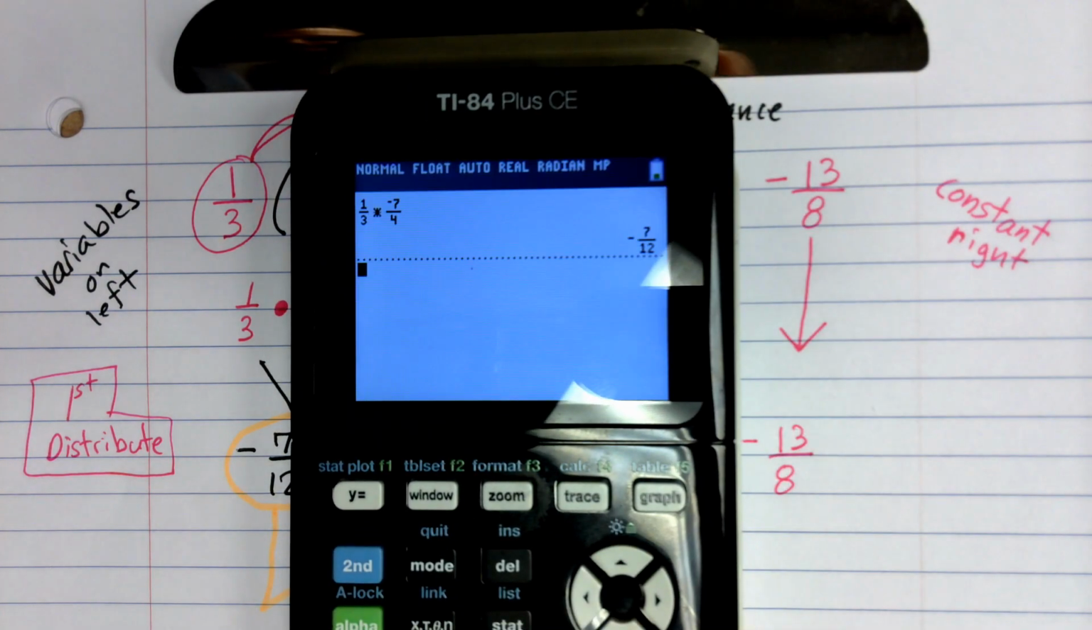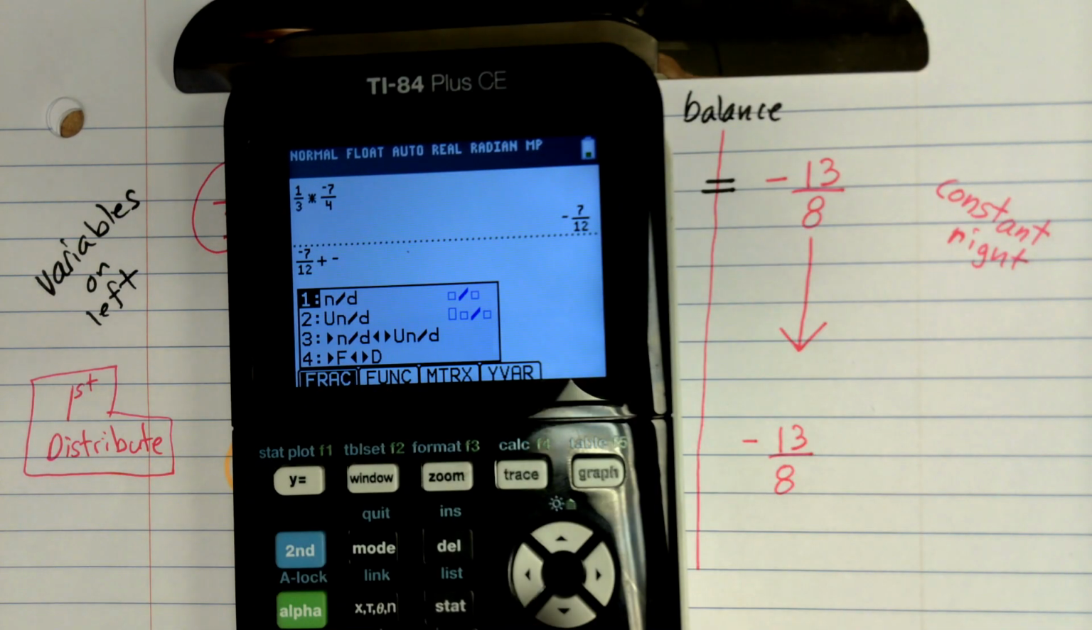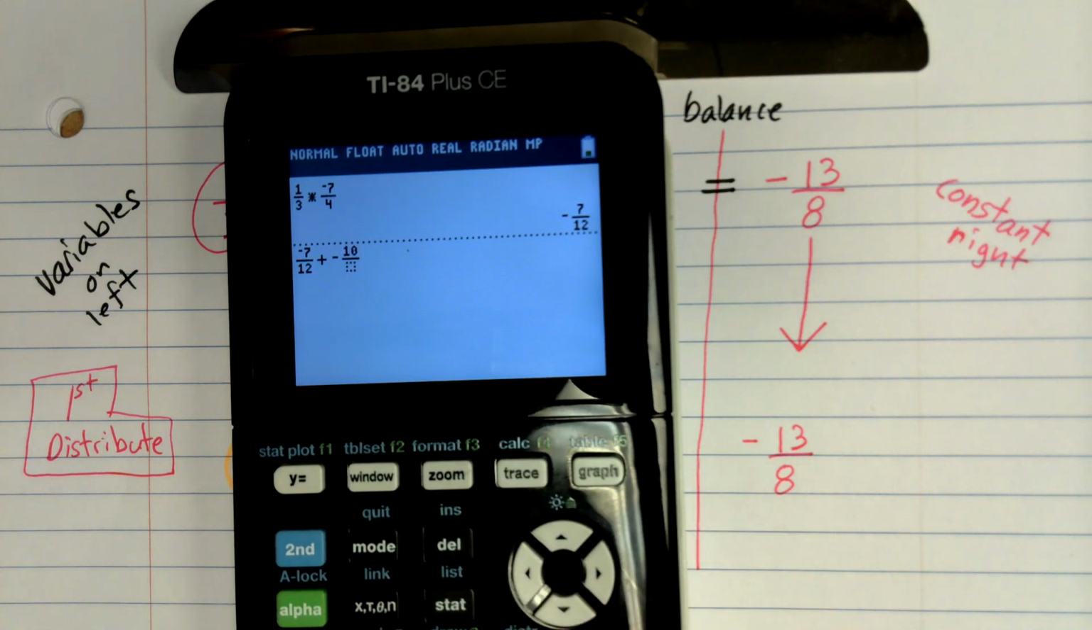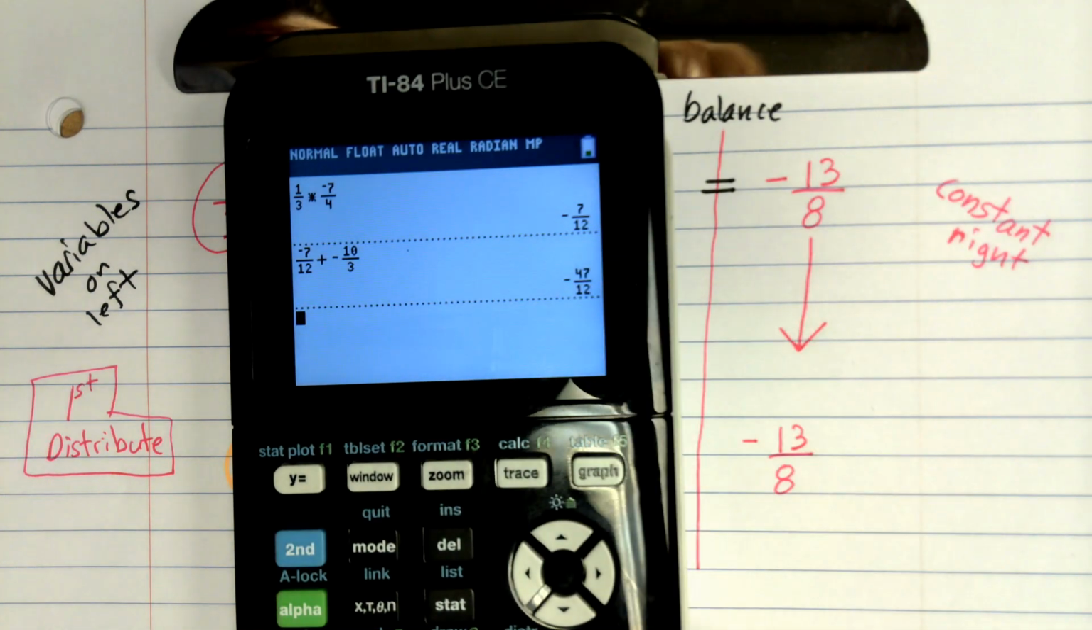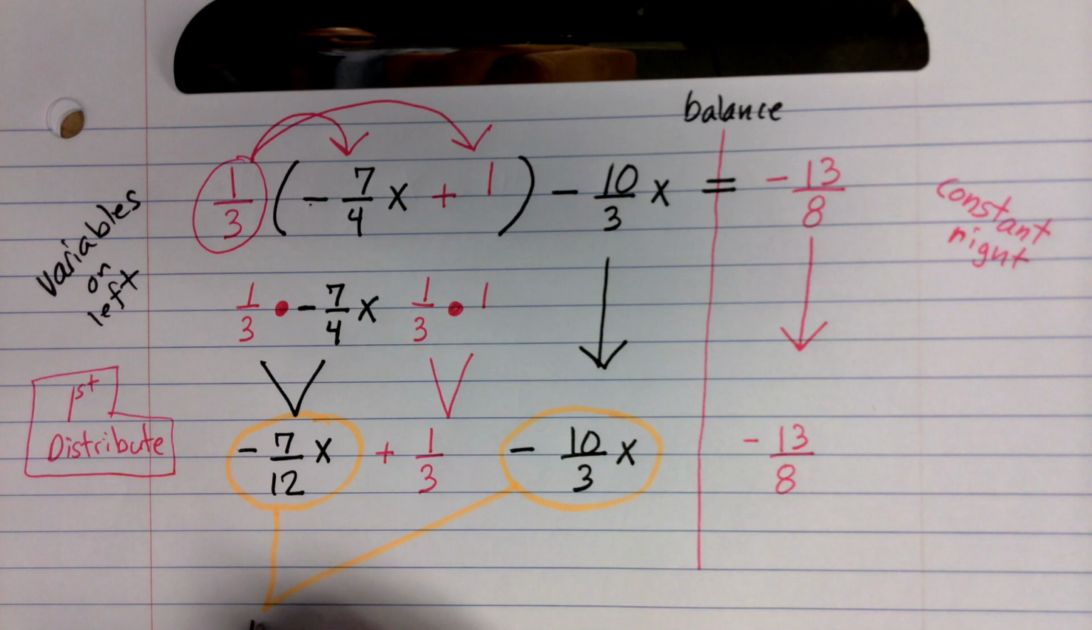I'm going to use my function of my calculator for those again, right? I'm going to do alpha y equals, enter, and I'm going to put in my first value. So I have negative 7 over 12. And then I'm going to add that to, so plus, and then I have negative 10 over 3. So put that in, 10 over 3. So you can see I have it just as I wrote it out, negative 7 over 12 plus negative 10 over 3, hit enter, and it gives me negative 47 over 12. So when I combine those two, I get negative 47 over 12x.